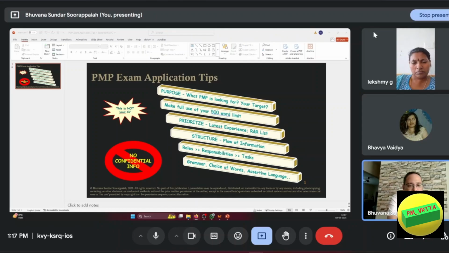Even within the 500 word limit, someone may look at only the first three or four sentences. See, we're all volunteers. There are volunteers who review the application and everything, so they have limited time. They review a lot of applications, so they may not have the attention span. So try to grab their attention in the very first few sentences.